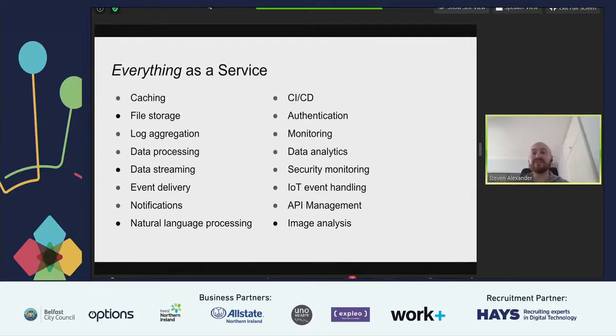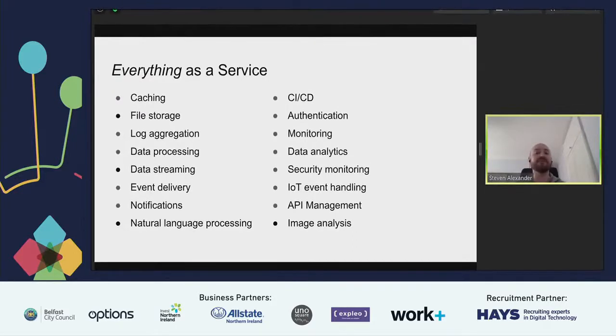Okay, so when I say everything is available as a service, I mean everything. Caching, CI/CD, file storage, authentication, log aggregation, monitoring, data processing, data analytics, data streaming, security monitoring, event delivery, IoT event handling, notification, API management, natural language processing, image analysis. I could just keep going on. If you search on your cloud host's services, you're going to see hundreds of results for products and services which previously you would need to spin up a VM and install yourself. With this, all the components you need to build your solution are available without needing VMs and containers.